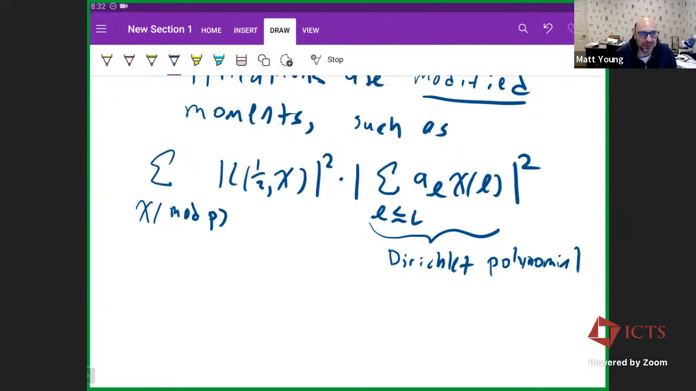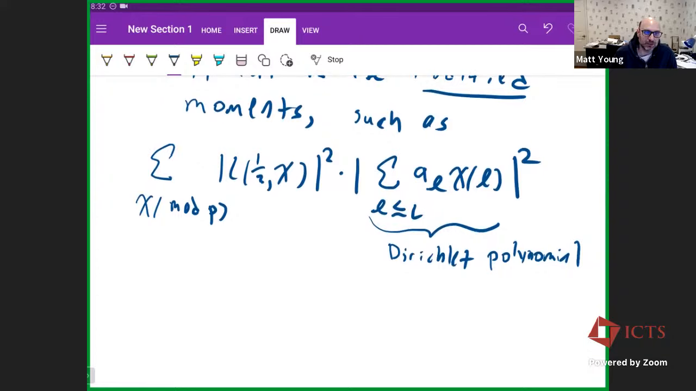There's a tremendous amount of work on these sorts of things, trying to make good choices of this Dirichlet polynomial in order to extract useful information from these kinds of modified moments. I want to talk about some of the different choices that have been made and what they're good for.